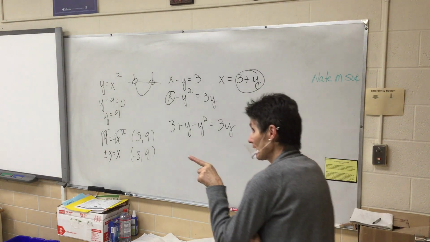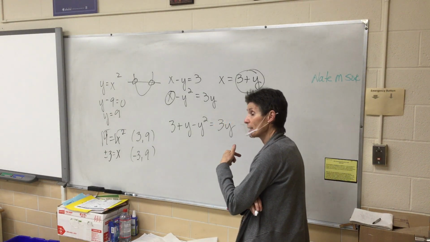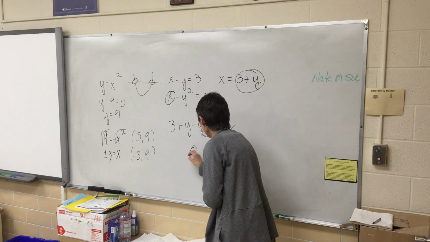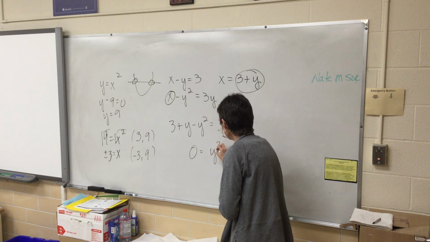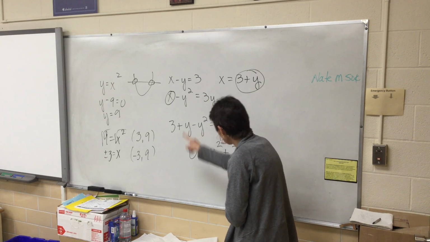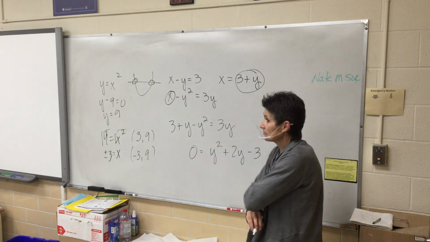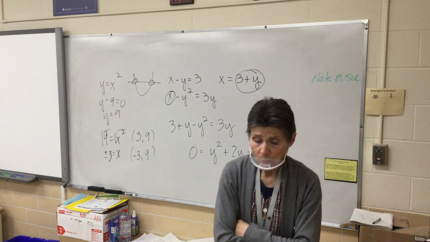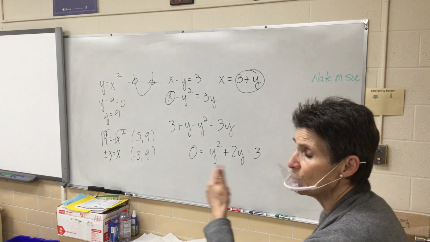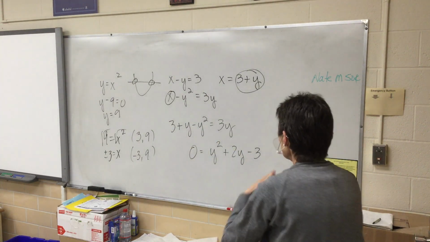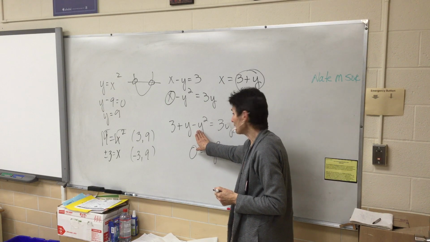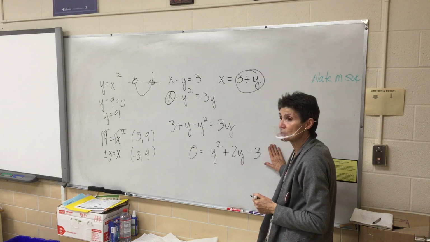Well, eventually I might factor it, but before I factor it, I probably better clean it up. So I'm going to get 0 over here. I'm going to add y squared, subtract y, and subtract 3. You have to get your equation set equal to 0. You can move everything to the right or move everything to the left. I confess my personal problem: I can't factor with a negative square, so I'm going to move everything over here so it's positive.